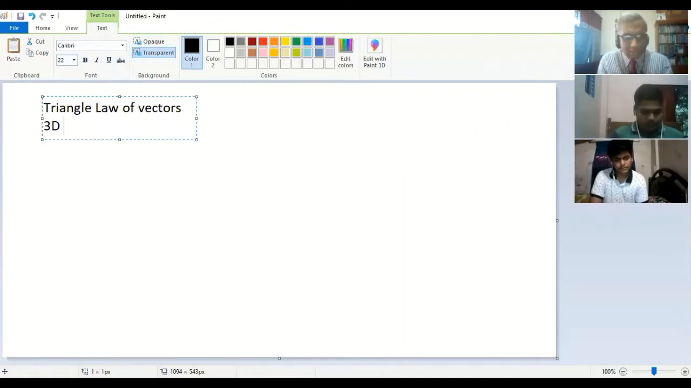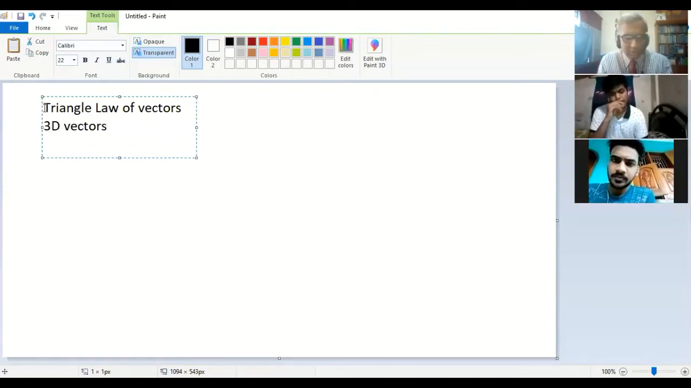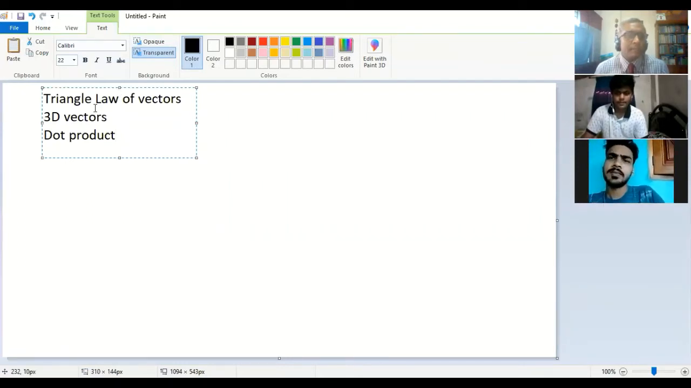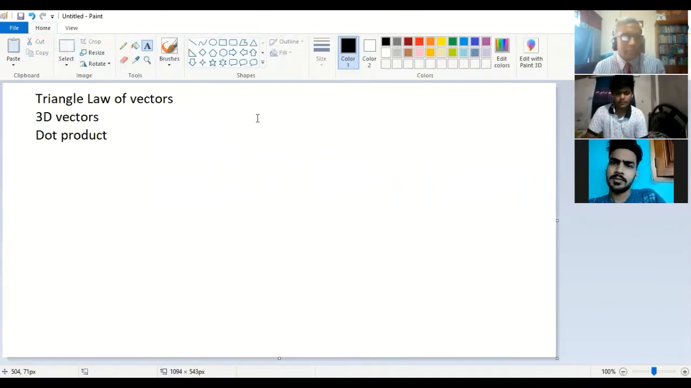The other thing we will discuss today is three-dimensional vectors. Okay, so if you have i, j, k, that will be called three-dimensional vectors. And then if we have time, we will also discuss the dot product. In my last class today, with another section, I could not discuss the dot product. So let me see whether I can do it with you or not.